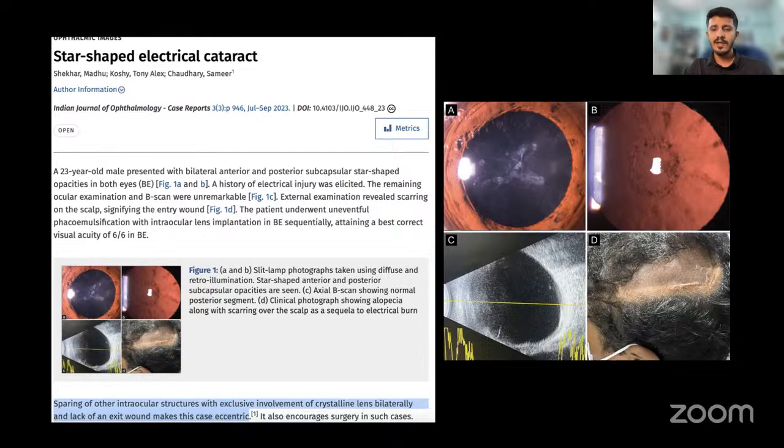What made our case particularly unique was the exclusive involvement of the crystalline lens with sparing of other intraocular structures. Also, we were able to identify only the entry wound, and the exit wound was not identified. It got published as an ophthalmic image in IJO case reports.